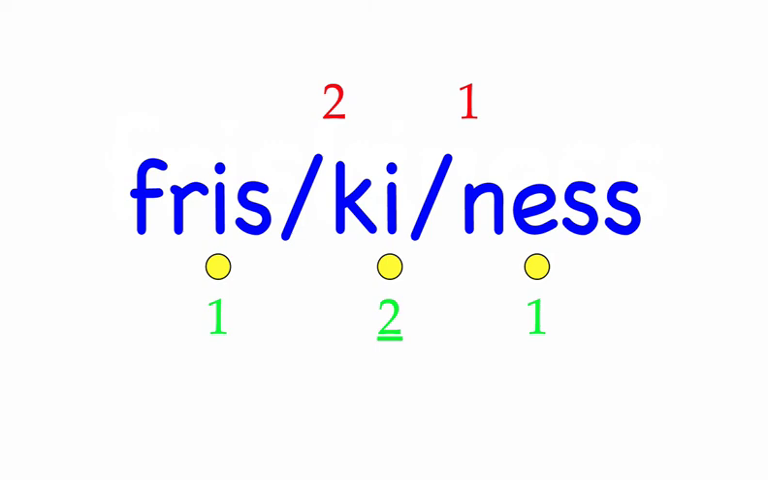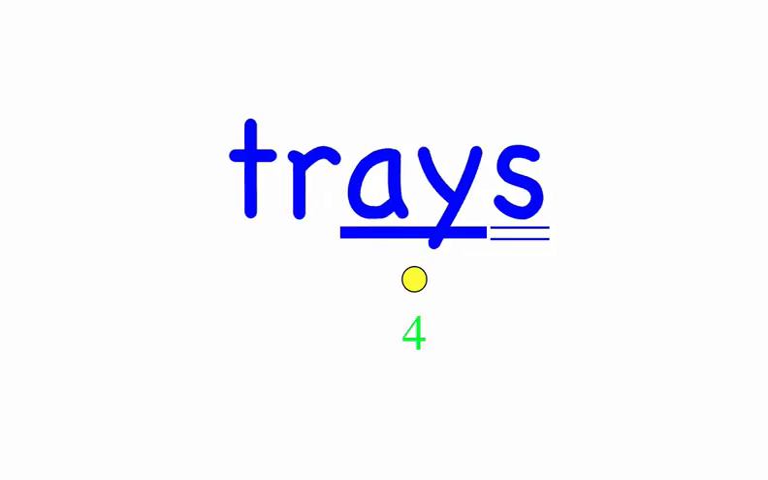Tray, trays. Tray, three sounds. T, r, a. Tray. Mark the word. Tray. Trays, four sounds. T, r, a, z. Trays. Mark the word. Trays. Our last row, 6.